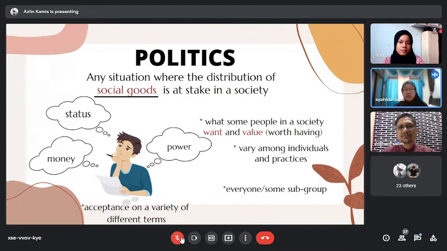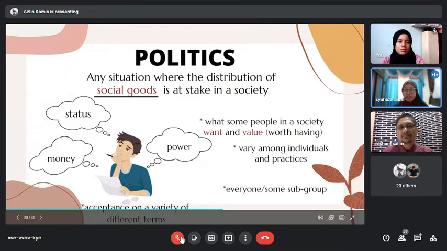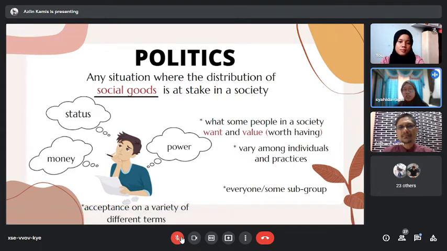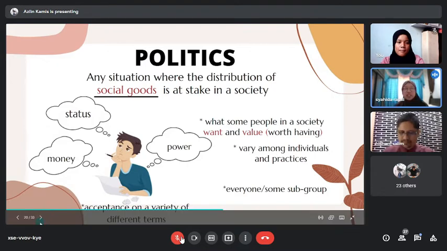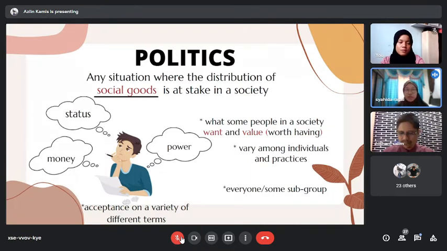But as you can see there, I wrote that it is at stake. But at stake here doesn't mean that the social good is jeopardized or at risk. Rather, the social good can be debatable or in question. People can argue about it. And also bear in mind that social goods vary individually and across practices. It doesn't necessarily have to be the same social good for every individual and practice.